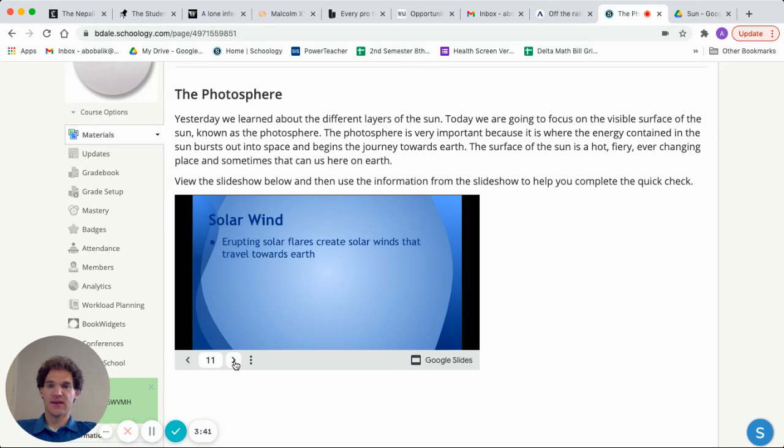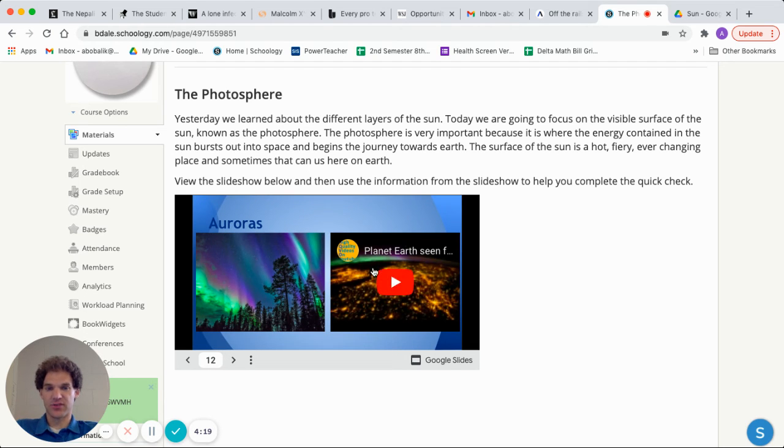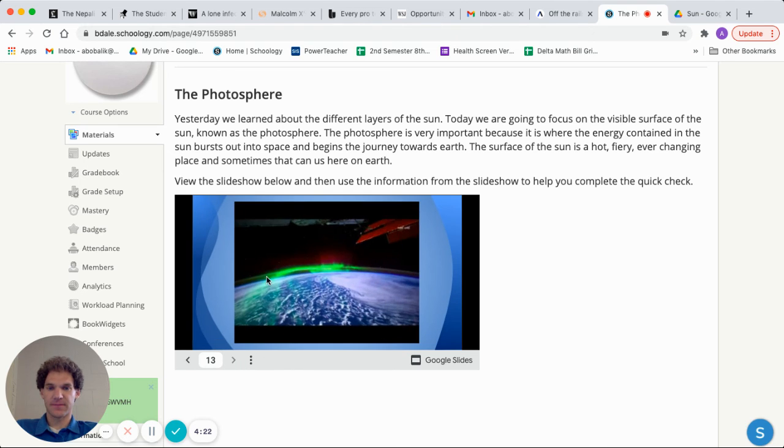But these massive solar flares and CMEs cause what we call a solar wind, which is a stream of electrically charged particles going from the sun to the Earth. When the electrically charged particles interact with Earth's atmosphere, it can cause things called auroras, also known as the northern lights. And it can also cause, when they're really strong, electrical grid problems and cause power outages. So not good. A really strong solar storm can definitely affect us here on Earth. And here's just some pictures and a video of some auroras. All right, another cool little video there.